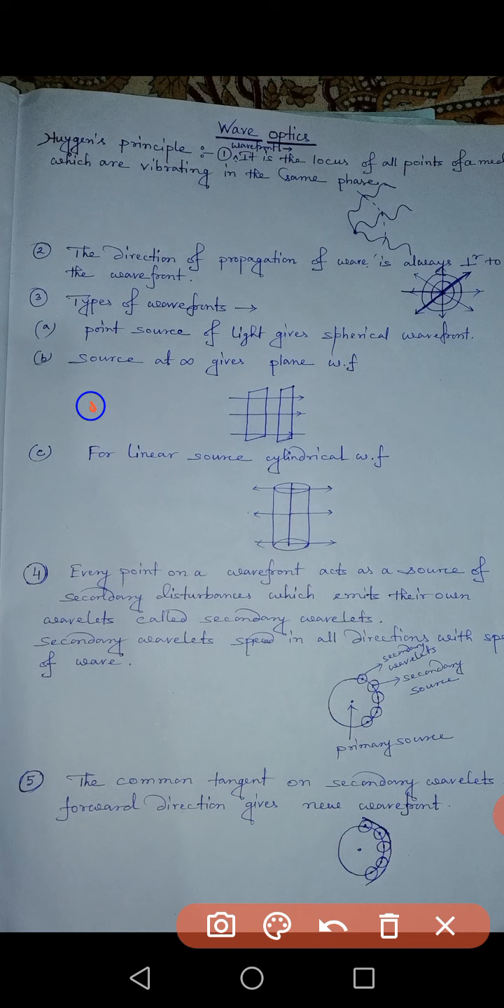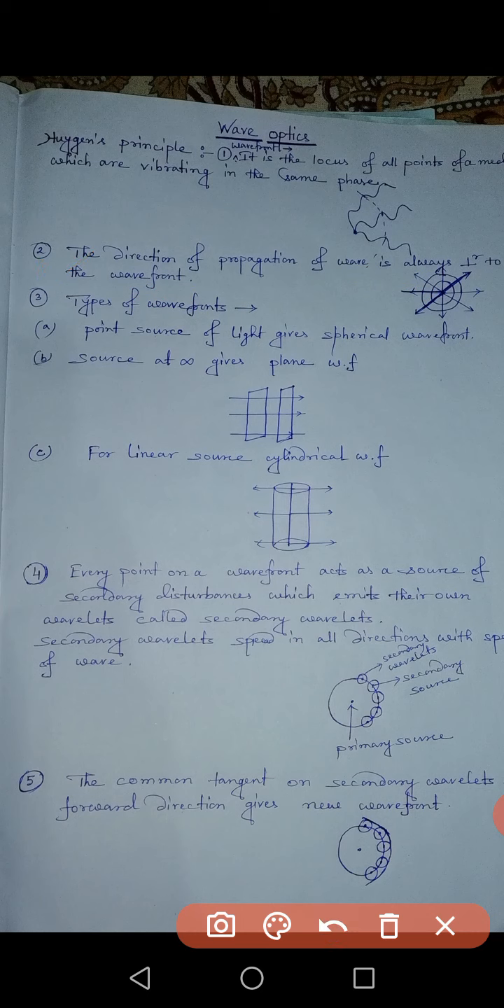So if the source is somewhere here, we always know that for a source at infinity, the light rays or waves which come out from the source, we take as parallel to each other. They are parallel rays of light. For these parallel rays, the wavefront will be perpendicular to the rays of light, because the direction of propagation of a wave is always perpendicular to the wavefront.